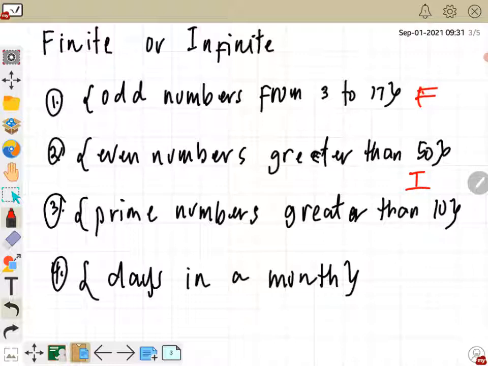So here we have prime numbers greater than 10. So the first prime number greater than 10 is 11, followed by 13, followed by 17, followed by 19, followed by 23, followed by 29, then followed by 31, and so on. So that makes this one also an infinite set. Number 4, we have days in a month. Obviously we can count the number of days in a certain month. That makes it a finite set.